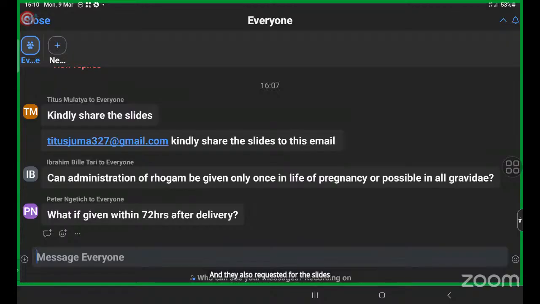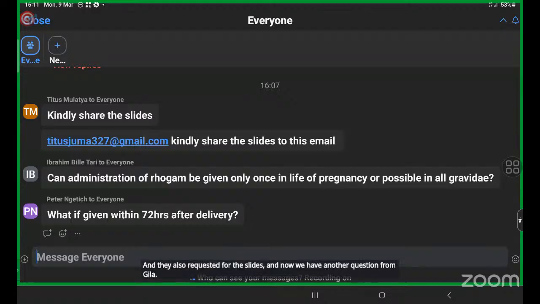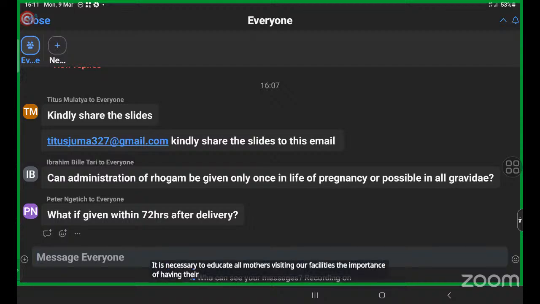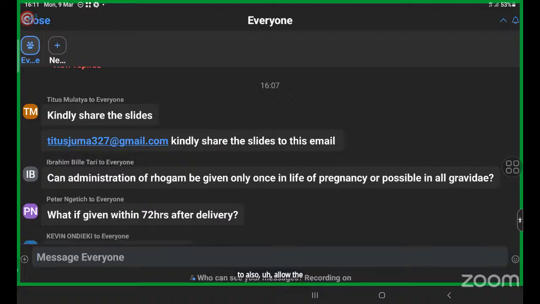Now we have another question from Ngila, a comment and then a question. He says it is necessary to educate all mothers visiting our facilities on the importance of having their husbands tested on blood group. He wants to know if it is significant to also allow the mothers to be accompanied by their husbands, so their husbands are also able to know their blood group during the pregnancies. I think this is what Joseph is asking. So probably you can shed some light on the same question. Back to you.